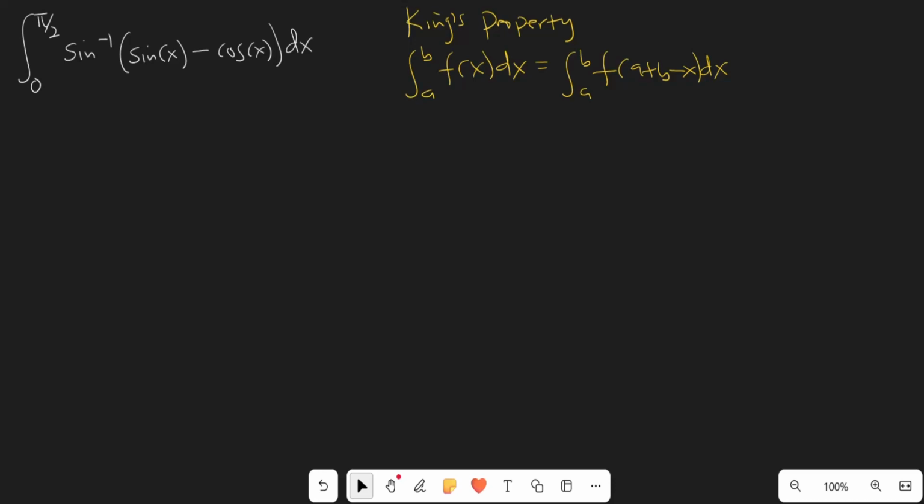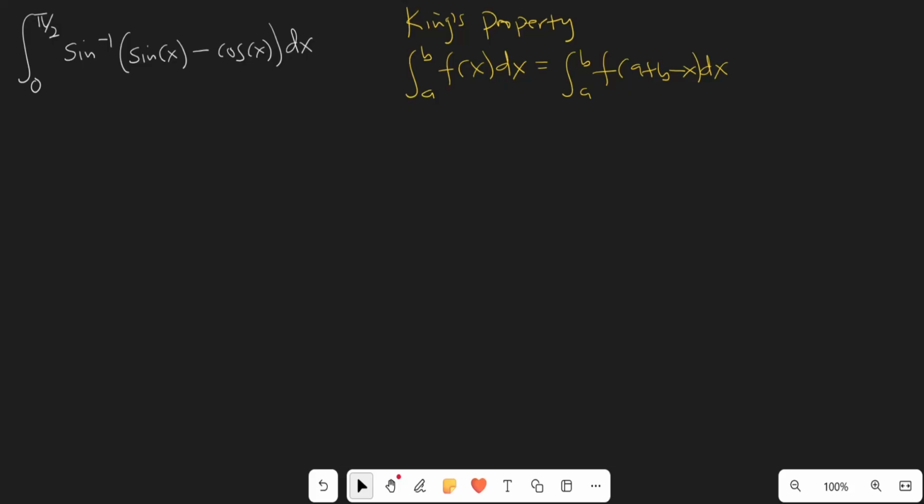In this tutorial we are going to look at this integral from 0 to pi over 2 of sine inverse of sine of x minus cosine of x. The value of this integral is 0 and it's very simple, so you may want to stick around to see the solution of this beautiful integral.